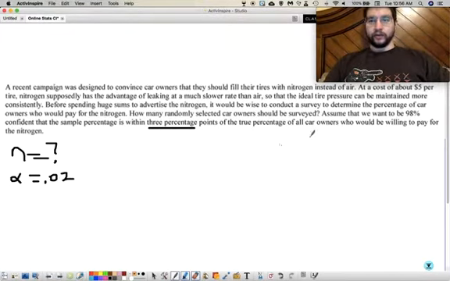Remember, to get your alpha value, you take 1 minus the confidence level. 98%, 2% would be alpha. Do we have any P hat or Q hat? We do not. Do we? No. Should have given you one P hat or Q hat.